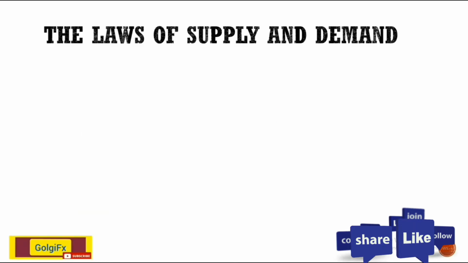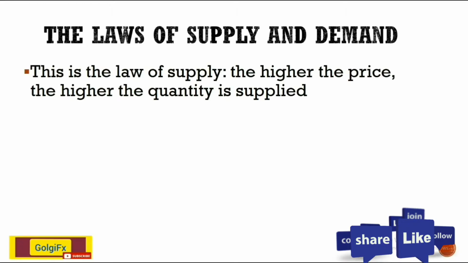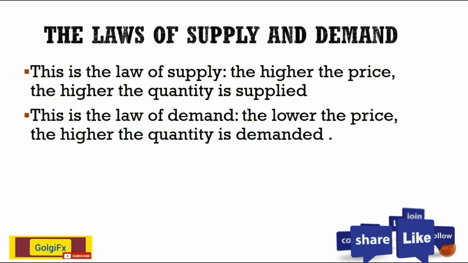Also, let's look at the laws of supply and demand. If you look at the law of supply, we can say that the higher the price, the higher the quantity which is supplied. So we can also say that the lower the price, the higher the quantity is demanded. This can help us in our supply and demand zones.